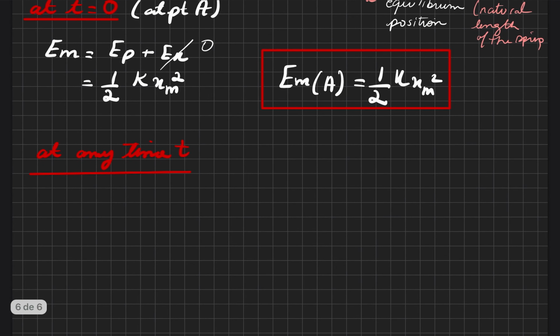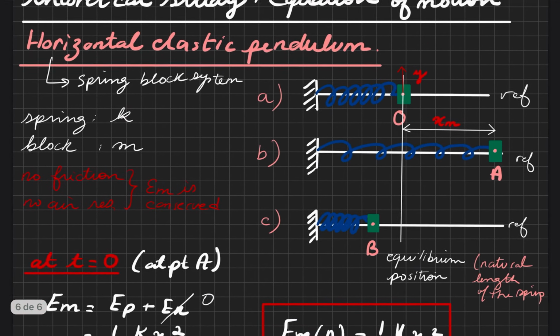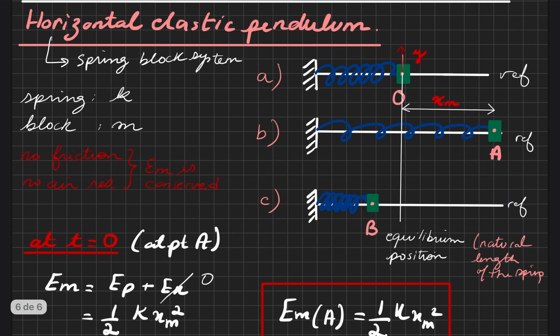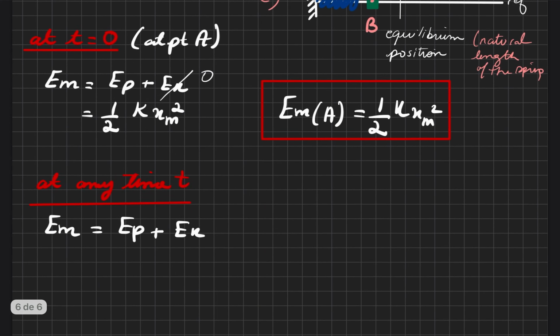So at any time t, E mechanical would also be E potential plus E kinetic. At any time t, it does have some velocity, okay? Because it's here, it's either going in this direction or this direction, so it does have some velocity. We will call this velocity V, okay?